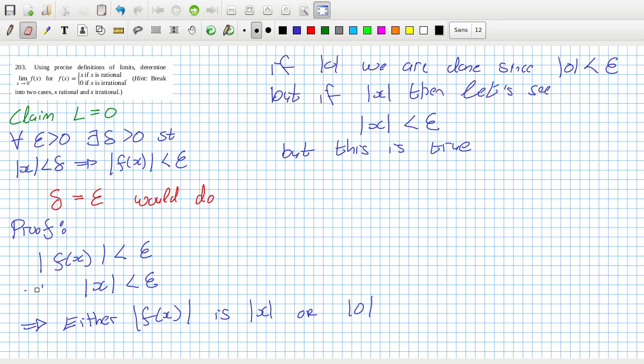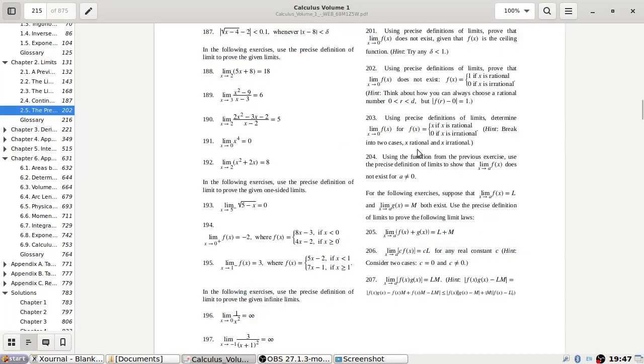Maybe I shouldn't have said "but" here. Rather, I should have said "also". Yeah, also that due to the delta being epsilon. Okay, that's okay.